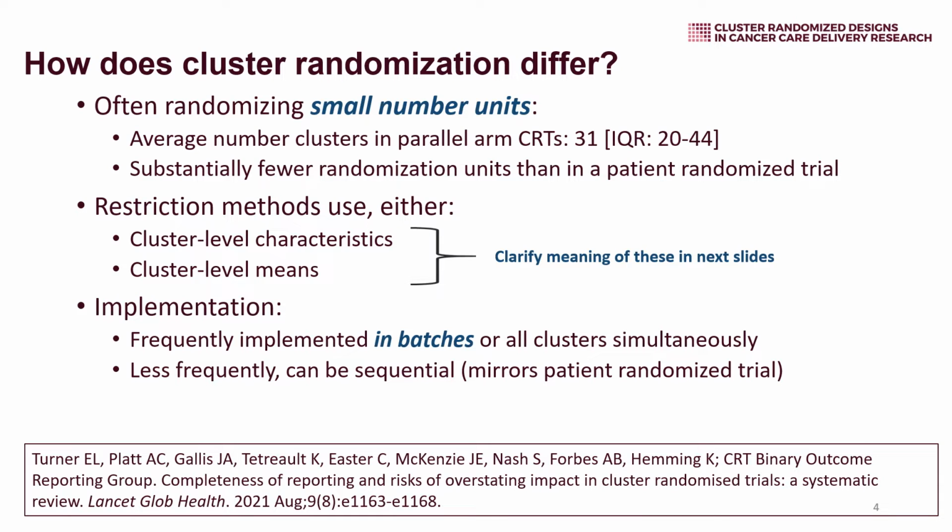In addition, the restriction methods that we might use can depend on cluster level characteristics or cluster level means, rather than patient level characteristics. We'll clarify the meaning of these things in the next slides. And then there's another important difference, and that's how we implement the randomization. The randomization is frequently implemented in what we might call batches, or alternatively, all clusters at the same time. Less frequently, the randomization can be sequential, insofar as it might mirror the patient randomized design, but that type of randomization is much less frequent.